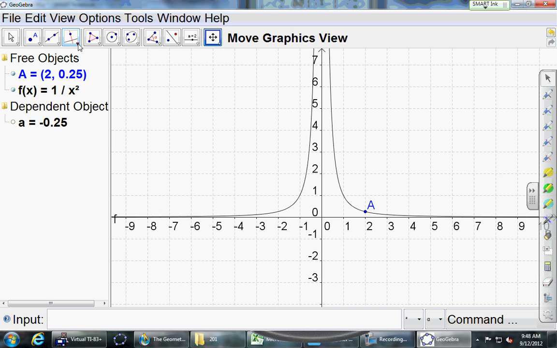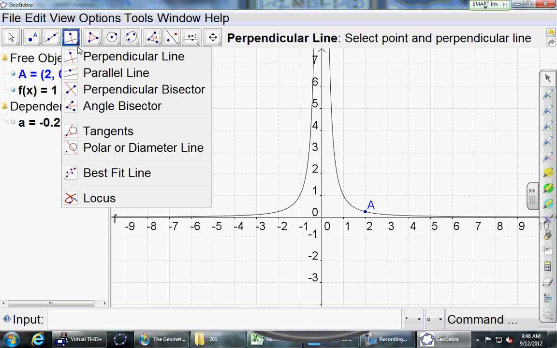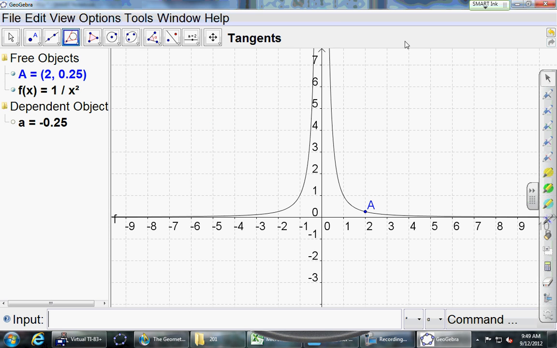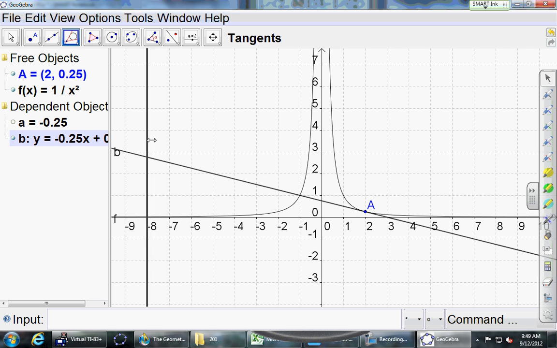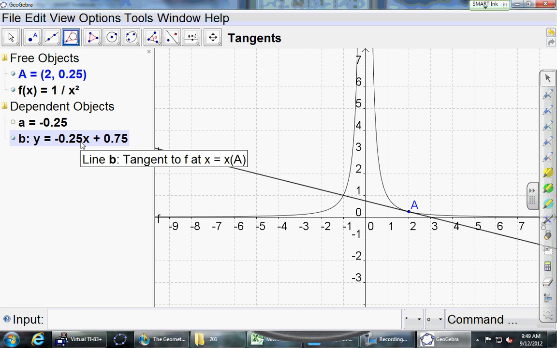I think that actually there's a button up here. If you hit that arrow, one of the options is tangents. The idea with the tangent tool is you hit the point, I click on that point, and then I click the function, and then it's going to draw the tangent line. And you can even see the equation of the tangent line. Where do you see in there the derivative? It's the slope. You guys know that's y equals mx plus b. The slope is negative 0.25. Of course it is. That's the derivative at x equals 2.